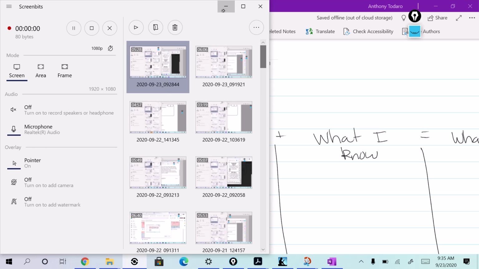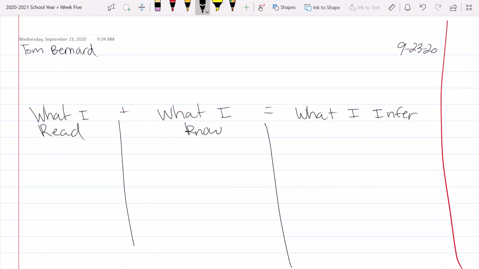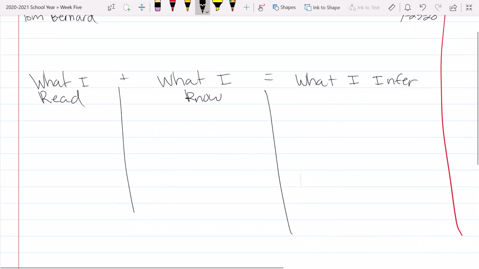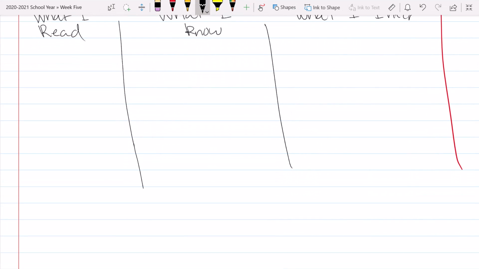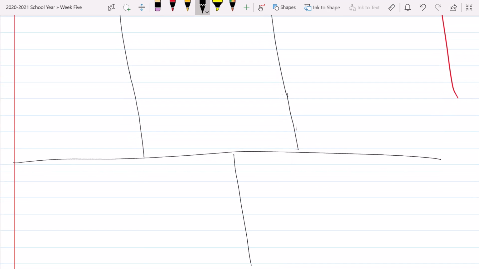Okay. All right, so we're setting up a page in our Reading Workshop notebooks today. What I read plus what I know equals what I infer. Now below it, and this is not new to the gang here. Below it, we're going to do just two of them. We're going to do evidence.